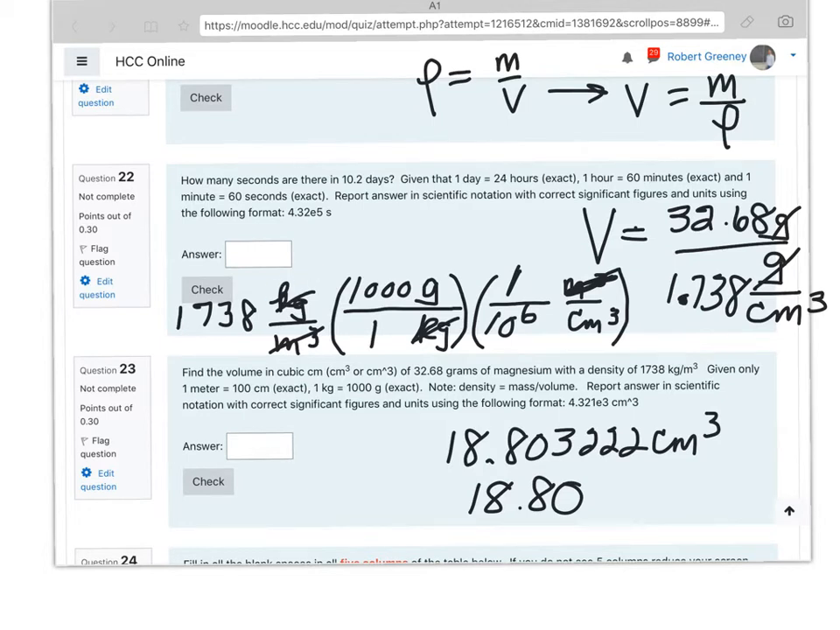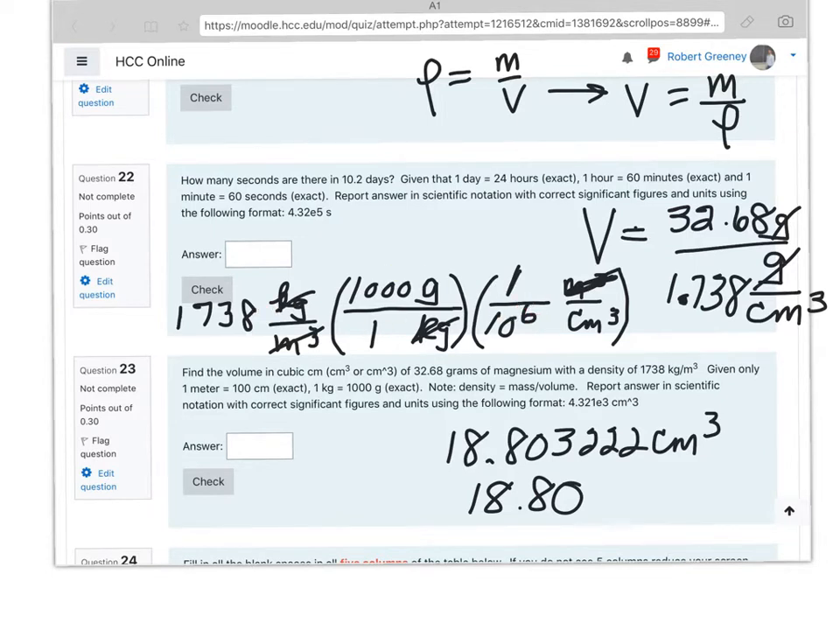The kilograms cancel. But we know that 1 meter is 100 centimeters, right? The word centi means 100. But when you cube the 1 meter, you still get 1 meter cubed. But when you cube the 100 centimeters, you get 100 times 100 times 100 cubed. You get 1,000,000, or 10 to the 6th.